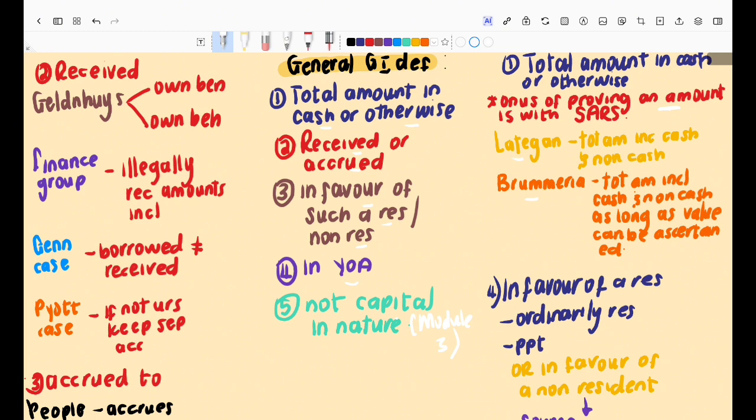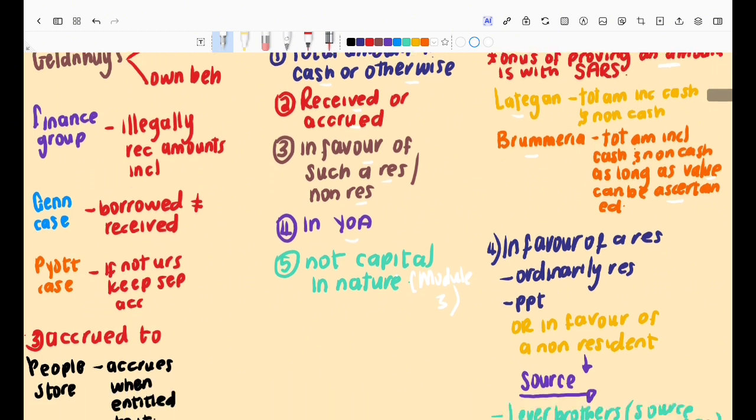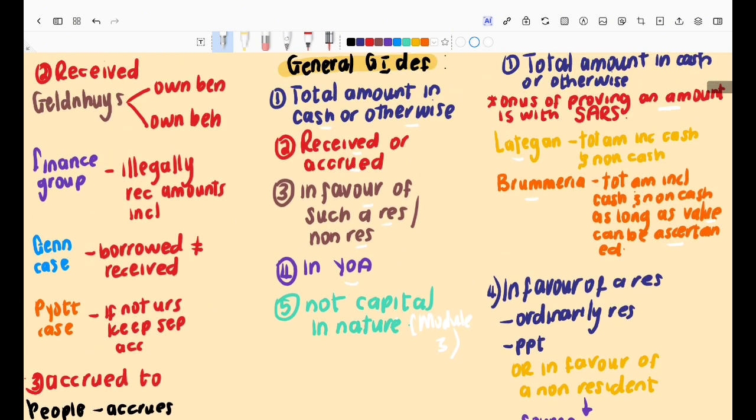Brumeria case says exactly what Taxation said, but it continues to say that for the non-cash item, the value must be ascertainable. And then the Brumeria case continues to prove the principle of quid pro quo. I think that's how it's pronounced. If not, forgive me, guys. Quid pro quo basically says in exchange for, right? It also establishes that. And then total amount in cash or otherwise: 2 cases, Taxation and Brumeria.